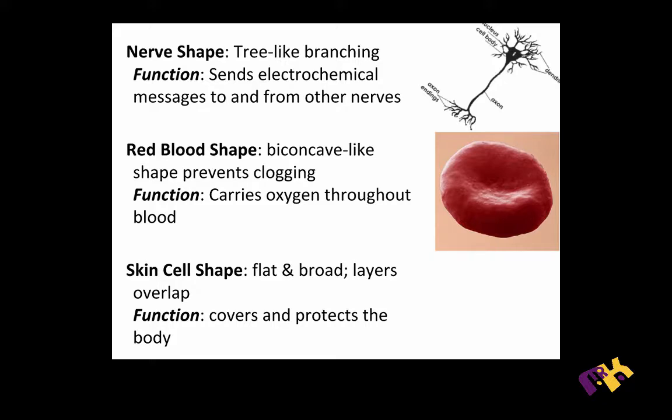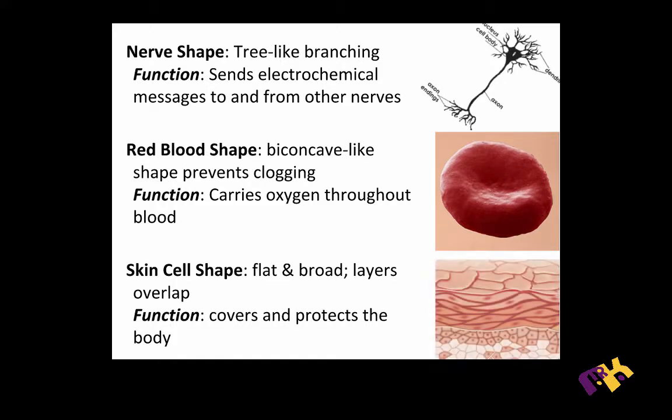And then finally, skin cells. We know that the dermal layer, the living layer of skin cells, is more of a boxy square shape. But as they move their way out and die and become the epidermis layer of our skin, they get squished and stretched out, and they form a really good barrier between the outside environment and the inside of our bodies. So three good examples where the form really does give away its function.